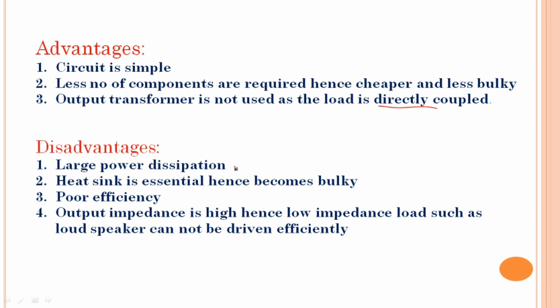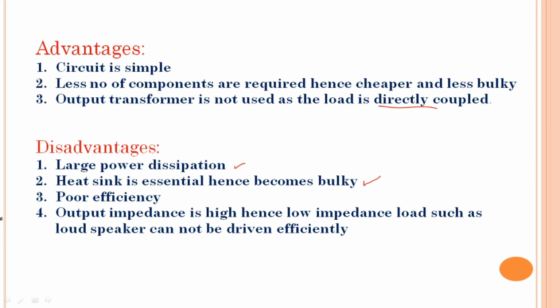We have seen that our transistor is continuously operated in the active region, means large power dissipation is there. This is the first disadvantage. Then since the large power gets dissipated in the form of heat, we have to use a heat sink, and due to the heat sink the circuit becomes bulky. This is the second disadvantage. Then the efficiency is 25%, means it has poor efficiency, the lowest efficiency among all types of power amplifier.